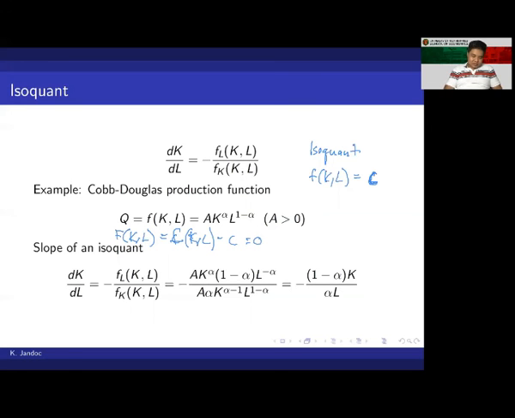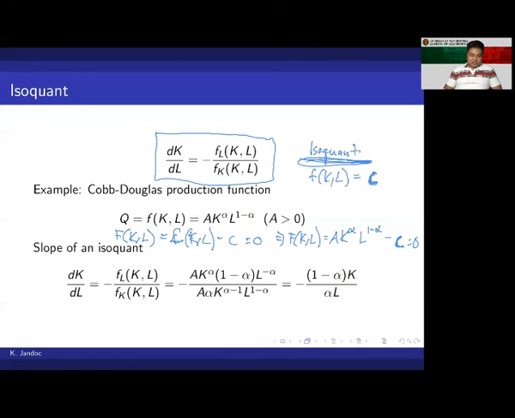In this case, with the Cobb-Douglas production function, F(K, L) is just A K^alpha L^(1 minus alpha) minus a particular output level C equals 0. So you can transform this into an implicit function. Now, what is the slope of this isoquant? This is from the last result that we had.